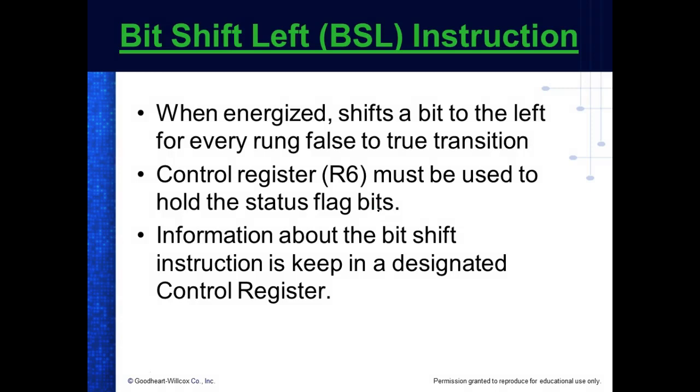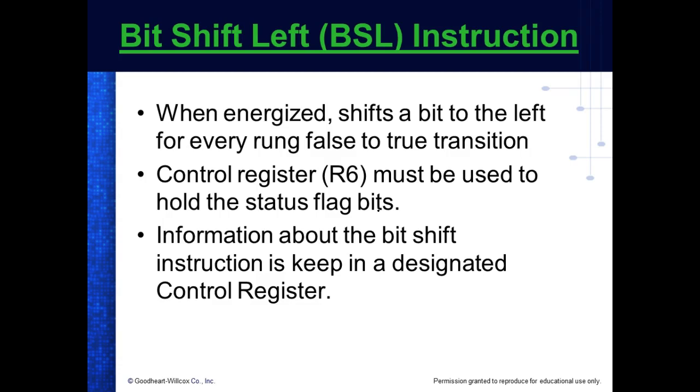So this guy right here, let's go. When energized, shift a bit to the left for every rung false to true transition. Control register R6 must be used to hold the status flags. So here, we're not going to use the status register. We only have so many bits in the status register. So a lot of these instructions use an R6 register instead of the actual status register. Everybody okay there?